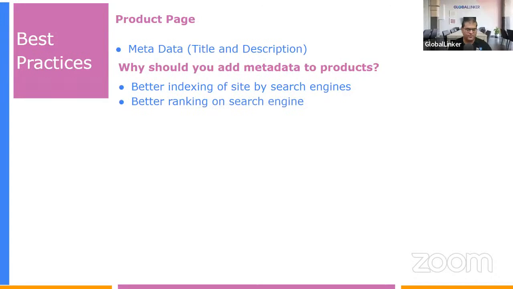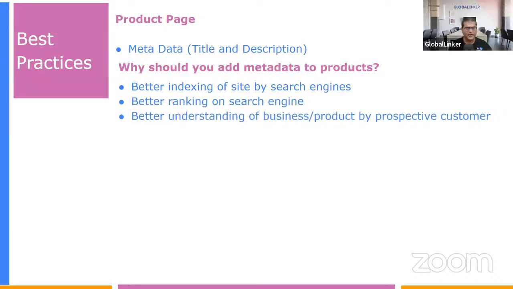Better ranking of your site on the search engine. So again, if you have not added the metadata properly, that's where the ranking will get adversely affected. Better understanding of the business or product by the person who is looking at this information on the search engine. So if I search for something, for example, I search for buy shoes, and I'm seeing different results, and I come across a result by one of the shoe manufacturers. If the information is not added properly, I may not be able to understand what this business is, or why I should open this business's website. And that's where your meta information becomes important.